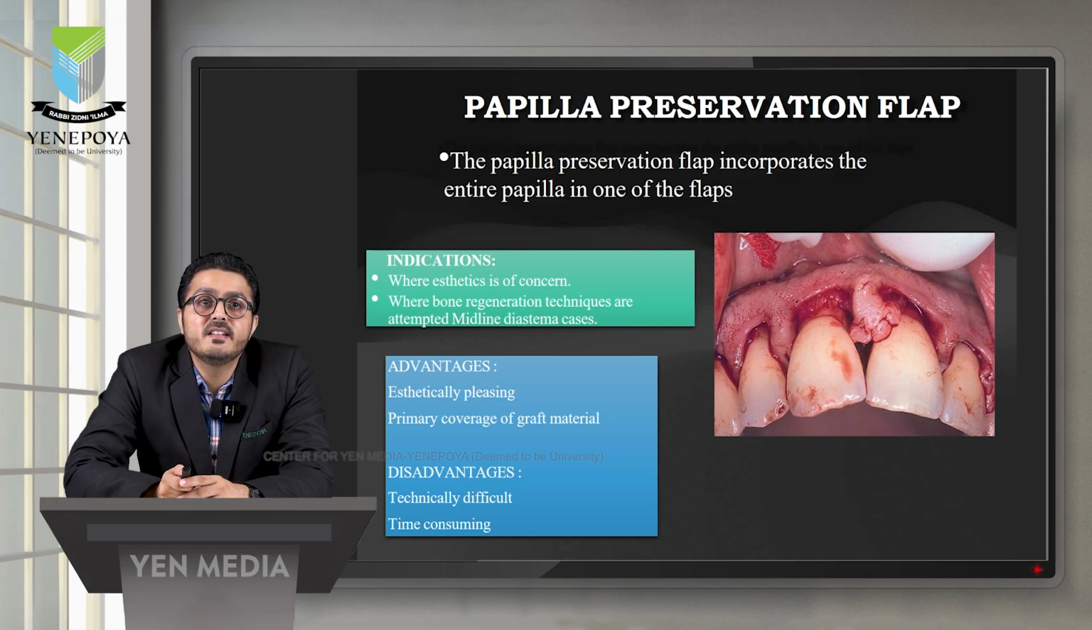The indications are when the aesthetics is of concern, where bone regeneration techniques are attempted, or also whenever there is a midline diastema. The advantage of this procedure is that it is aesthetically pleasing. It provides primary coverage for the root graft material that we have used. Some of the disadvantages are technical difficulty, and this is a time consuming process.